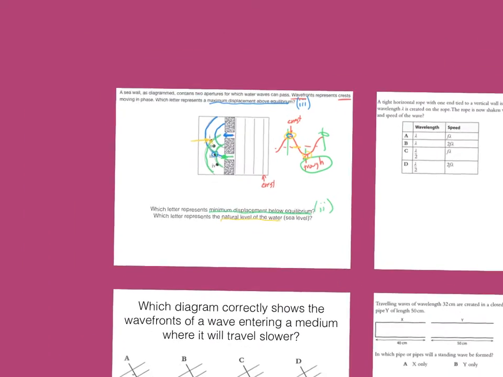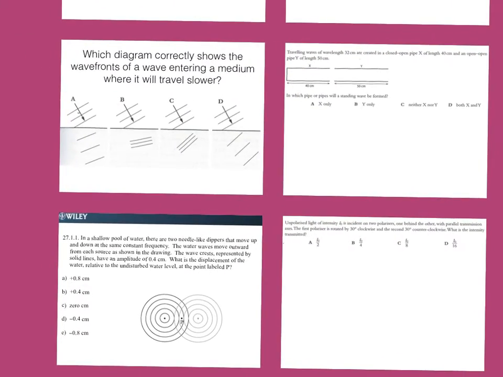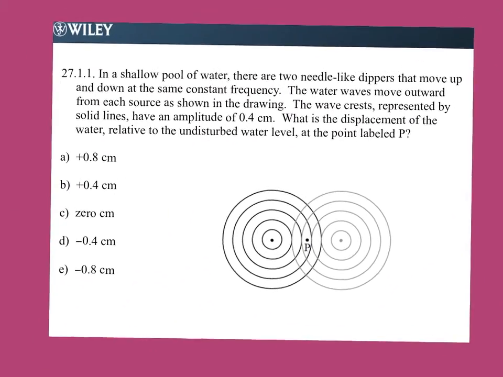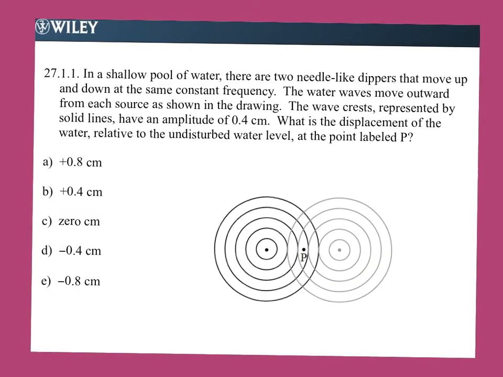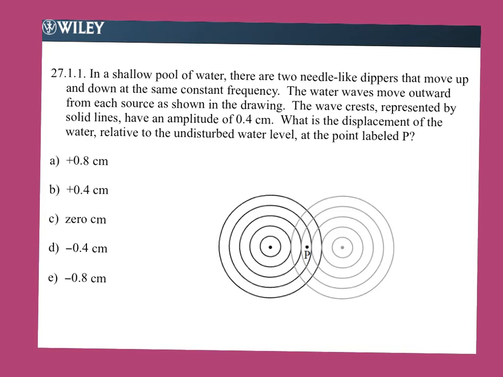Let's move on. Let's do another one that's similar to that right here. In a shallow pool of water, there are 2 needle-light dippers that move up and down at the same constant frequency. The water waves move outward from each source as shown in the drawing. The wave crests represented by solid lines have an amplitude of 0.4 centimeters. What is the displacement of the water relative to the undisturbed water level at the point labeled P?